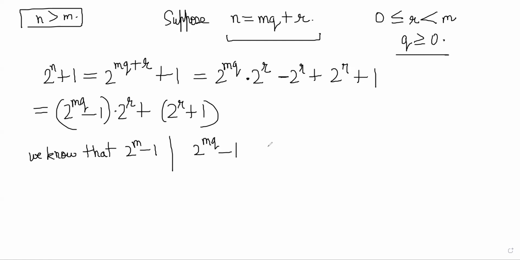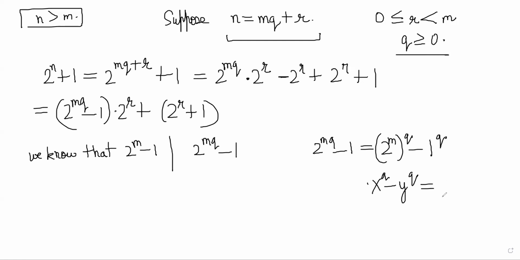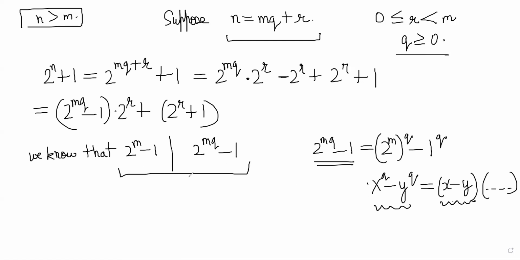Why do we know this? Because 2 power mq minus 1 is the same as (2 power m) power q minus 1 power q, and this is like saying x power q minus y power q. Obviously, it can be written as x minus y times some integer, right? So we know that x minus y, which is 2 power m minus 1, will always divide 2 power mq minus 1. So this is known.